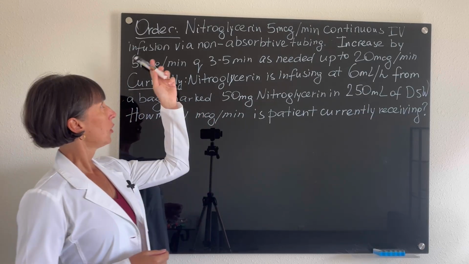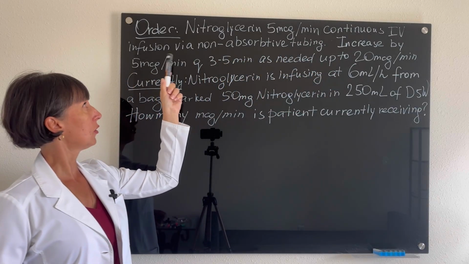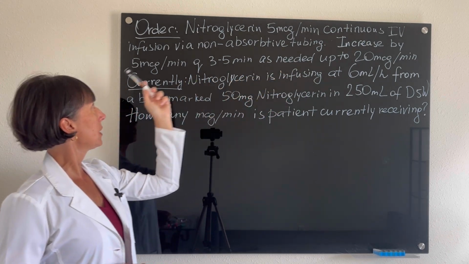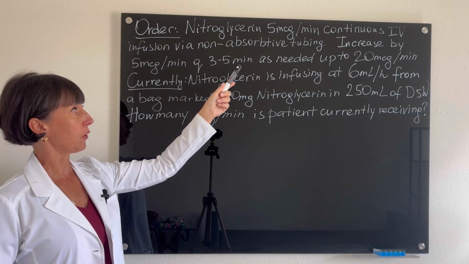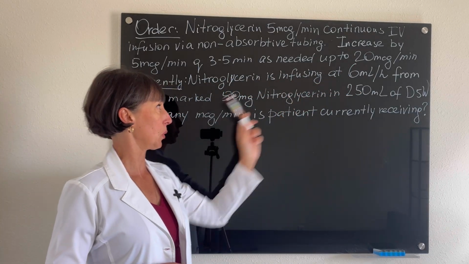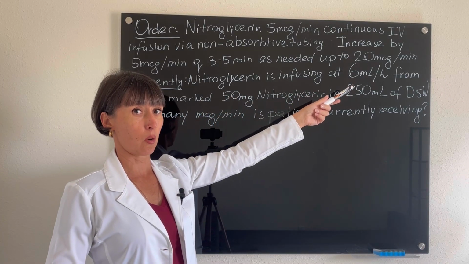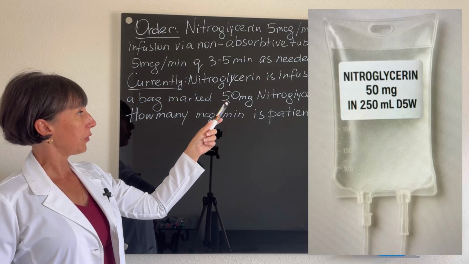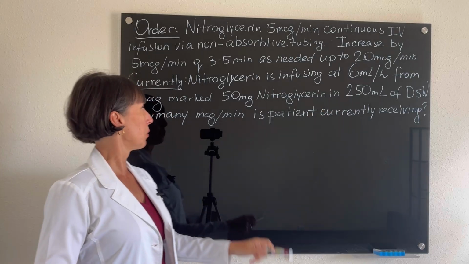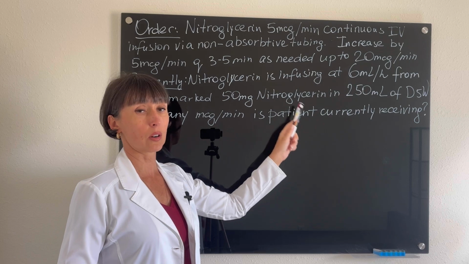The order: nitroglycerin 5 microgram per minute continuous IV infusion via non-absorptive tubing, increase by 5 microgram per minute every 3 to 5 minutes as needed up to maximum of 20 micrograms per minute. Currently, nitroglycerin is infusing at 6 milliliters an hour from a bag marked 50 milligram of nitroglycerin in 250 milliliters of D5W. How many micrograms per minute is the patient currently receiving?